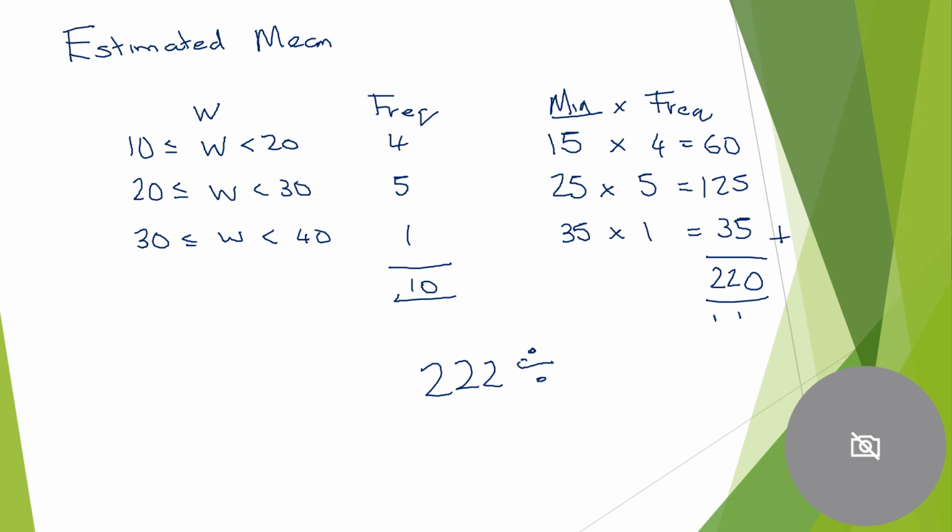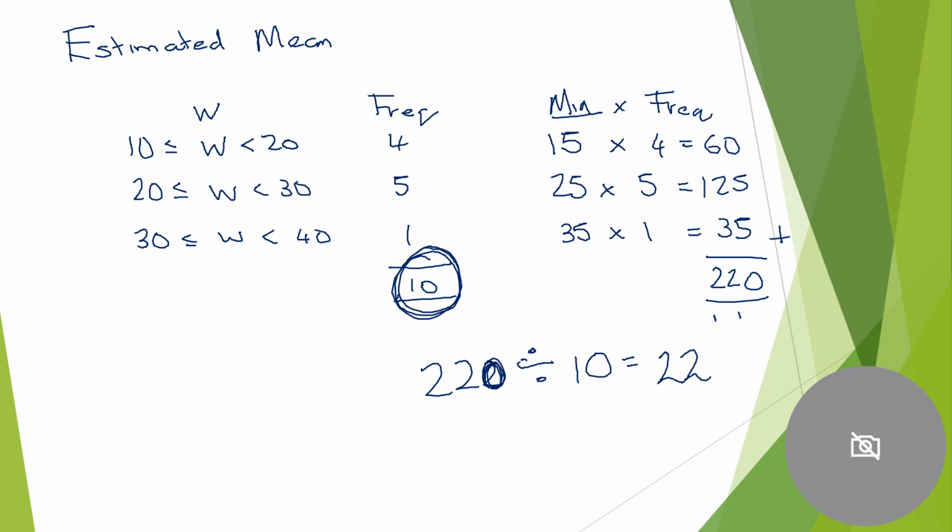We've added up our answers, but divide by how many there are. Big mistake, people divide by 3 because they've added up 3 numbers. It's divide by how many people there are. So we're dividing that by 10. I don't know why I've written 222 there when it's 220. So 220 divided by 10 is 22. So midpoint times frequency for every single group, add them up, and then divide that answer by how many people there are.